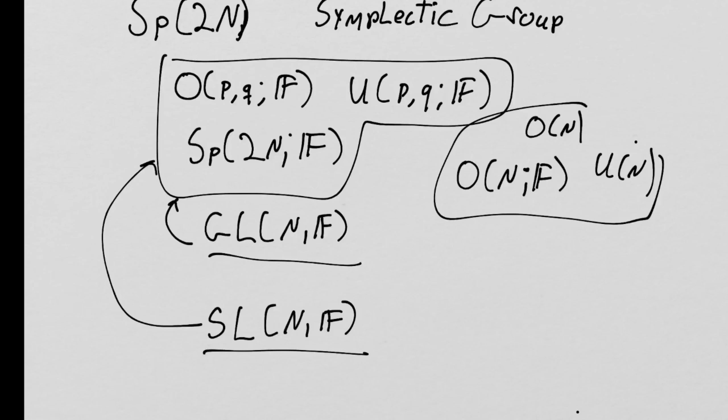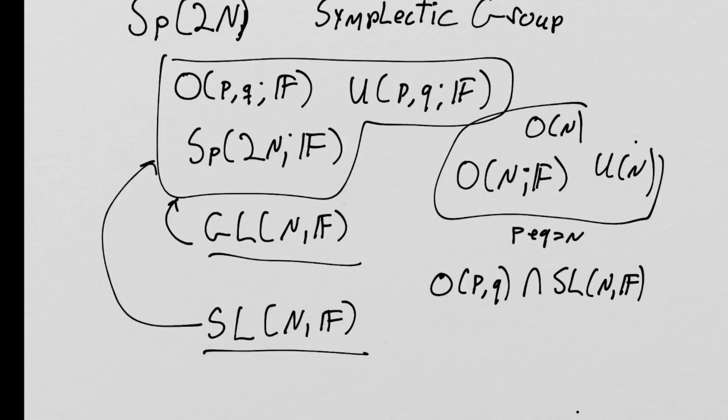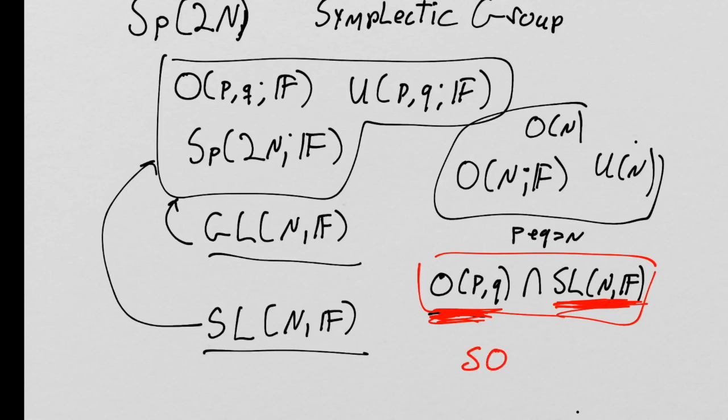In other words, I want the intersection of O, P, Q, I'll drop the field, with S, L, N, F, where obviously P plus Q must equal N. So I take the isometry group. There's two different isometry groups at work here. There's the special linear group, so these are volume preserving, and these are metric preserving. So some of the metric preserving basis transformations are also volume preserving, and some of the volume preserving are also metric preserving, and so there's an intersection here, and that intersection is called the special orthogonal group PQ. They're volume preserving and metric preserving, and they get this S put in front of them.